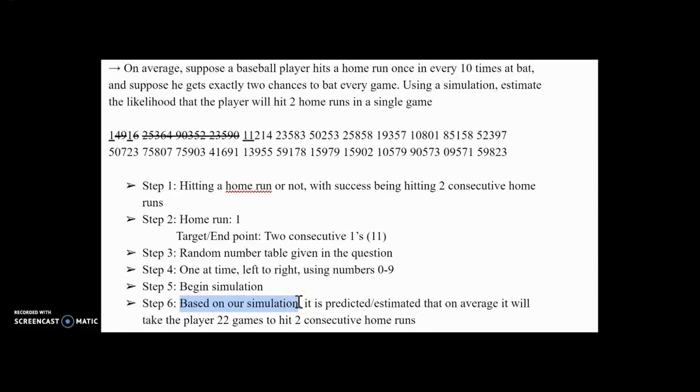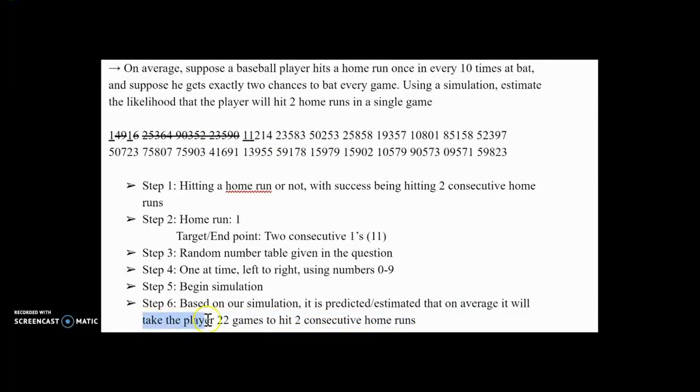Based on our simulation, we're not saying that this is fact. We're not saying that our simulation predicts how it will be, but it is from our simulation that we get these results. It is predicted or estimated that on average, because our simulation can differ vastly, so someone could have picked the number 7 and started at this line, picked the number 5, started from here, picked the number 2, started from here. They could have done anything. So it's predicted that from our simulation, on average, it will take the player 22 games to hit 2 consecutive home runs.